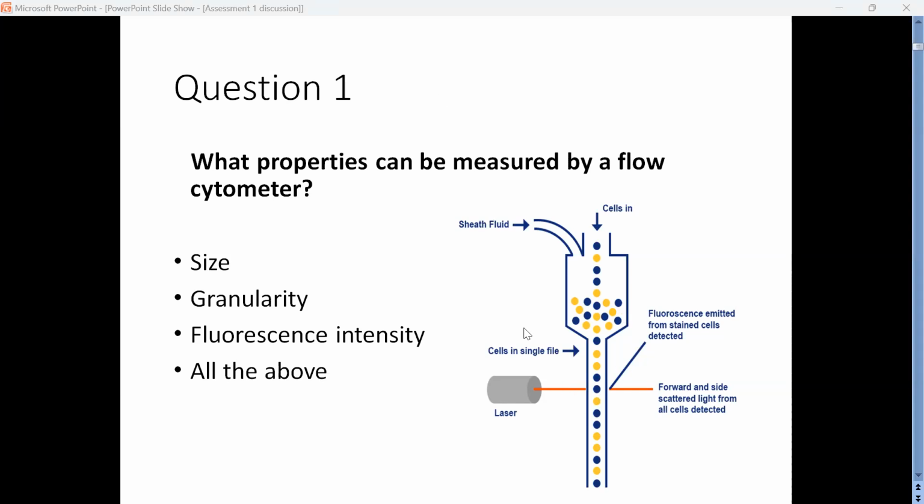So by flow cytometry, we can study the size of the cell, the granularity of the cell, and the fluorescent intensity of the cell. Okay, so the answer for the first question is all the above. Any doubts? So the answer is all the above. Fine. And most of you have done correctly. Almost everyone was right with this. So the answer for the first question is all the above.